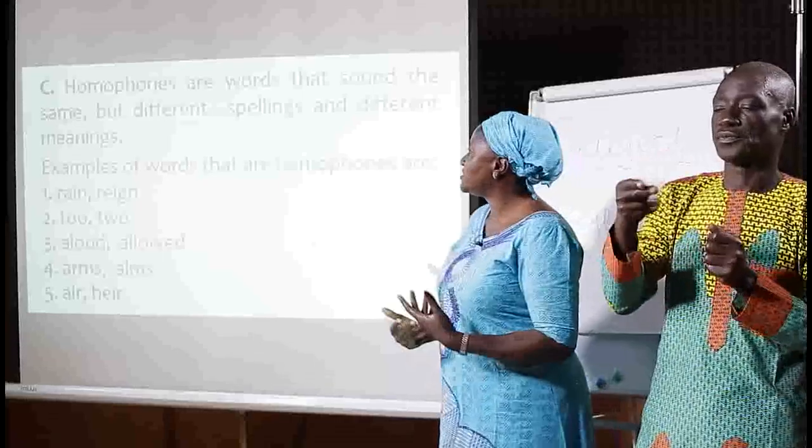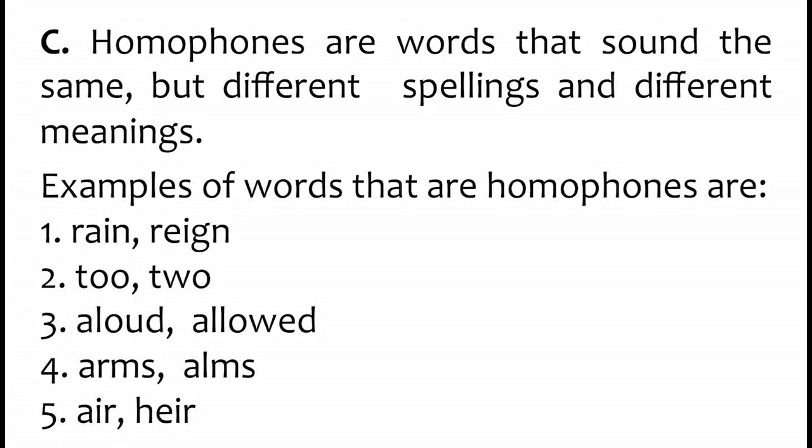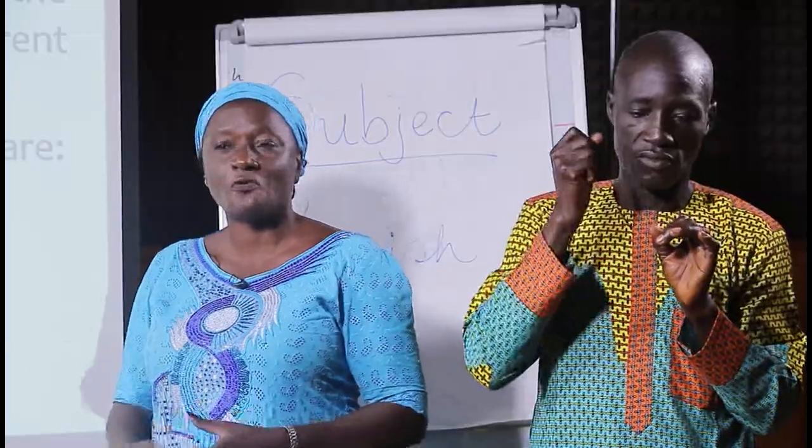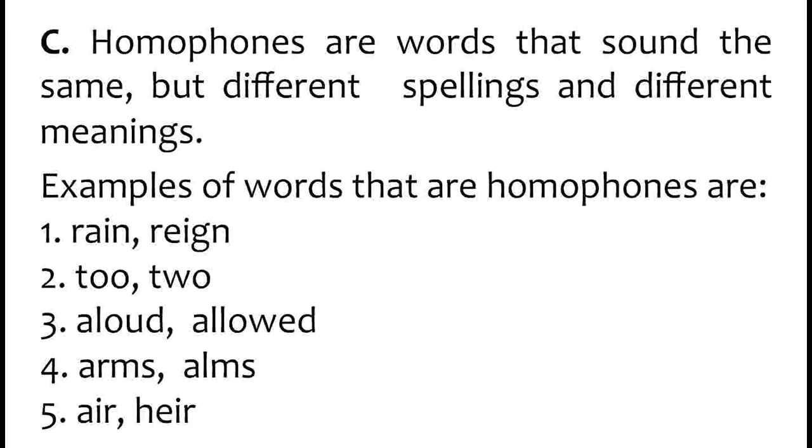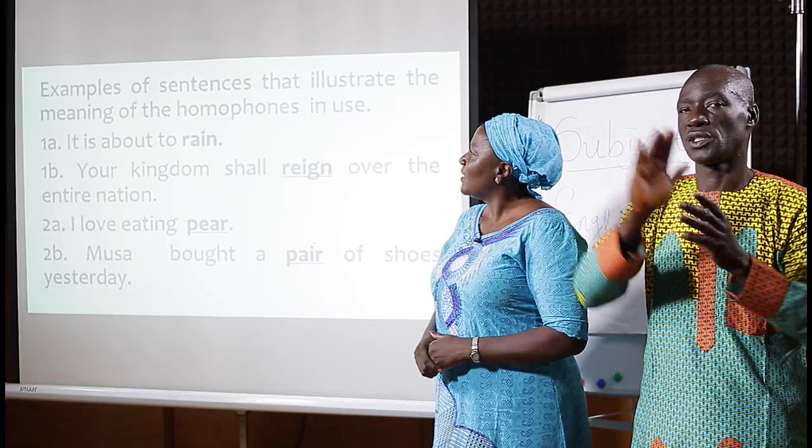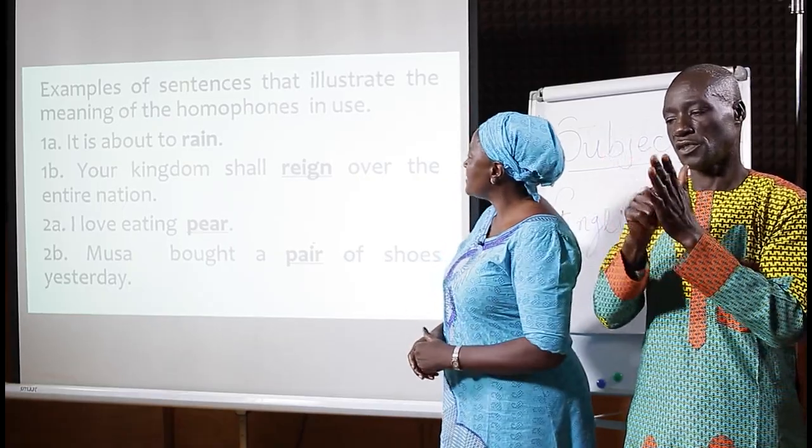Homophones are words that sound the same, but have different spellings and different meanings. Remember, homophones, your telephone, the sound, emphasis on the sound. Examples of words that are homophones are R-A-I-N, R-E-I-G-N, rain and reign. We have two and two, T-O-O and T-W-O. We have allowed and aloud, arms and alms. We have air and heir. Examples of this kind of words in sentences.